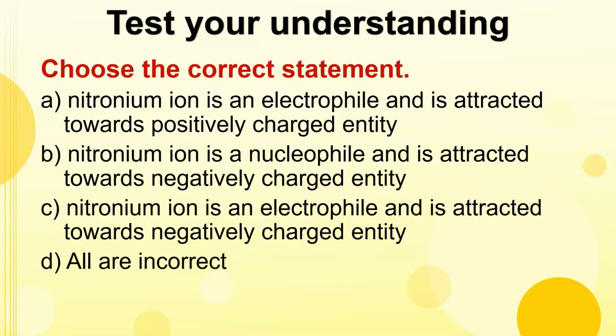Now the next question. Choose the correct statement. Option A, nitronium ion is an electrophile and is attracted towards positively charged entity. Option B, nitronium ion is a nucleophile and is attracted towards negatively charged entity. Option C, nitronium ion is an electrophile and is attracted towards negatively charged entity. Option D, all are incorrect. Your time starts now.